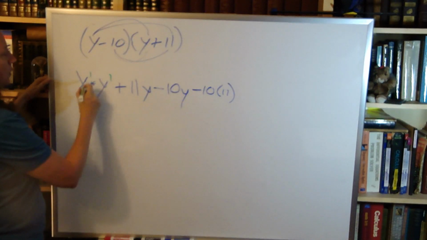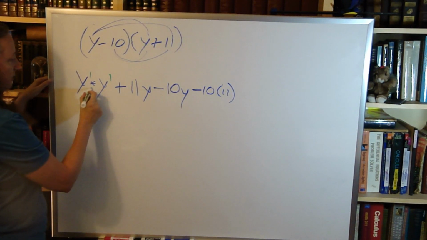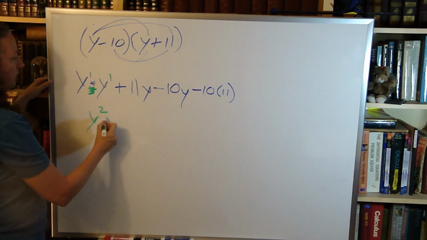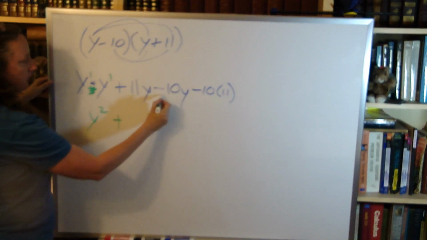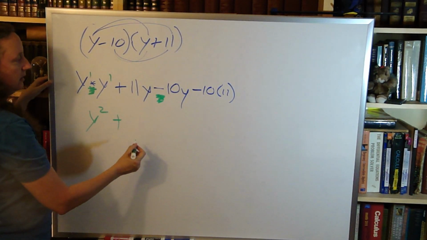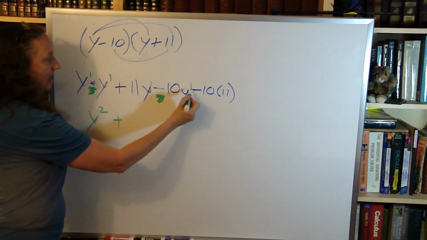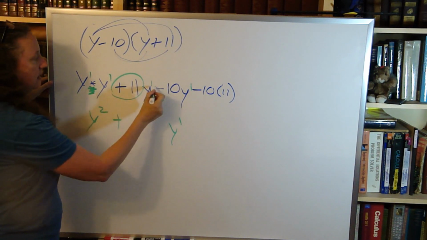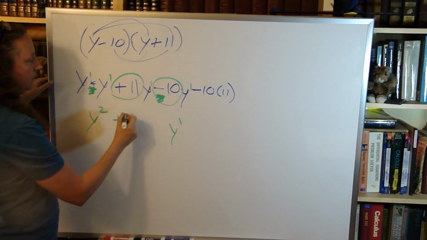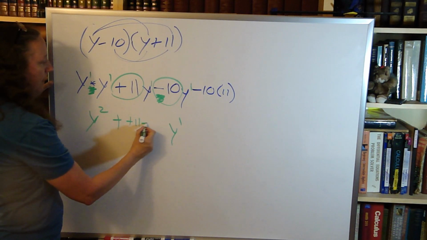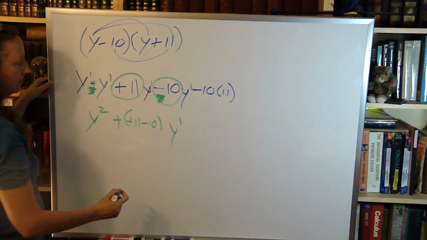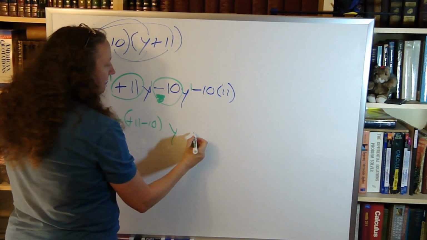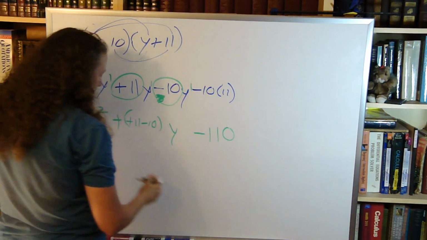Add my exponents here, 1 plus 1. They're both understood to be there. This is being multiplied here. That's why I'm adding. So I have y to the 2 plus, these are being subtracted, so I'm going to keep the exponent the same, and I'm going to add my coefficients. So I have plus 11 minus 10. I don't need to write the exponent there. Minus 10 times 11, that's 110 out there.